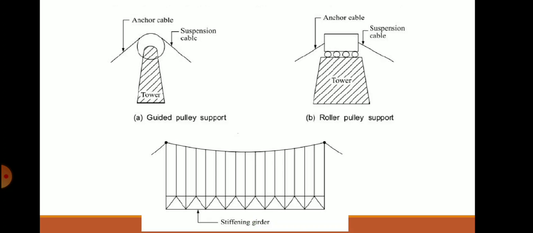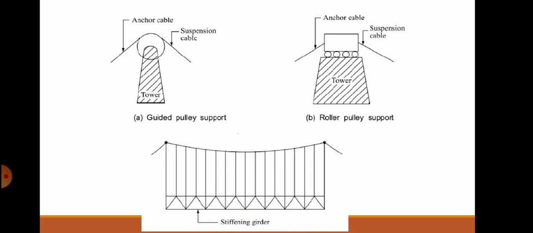In cables we have different types. One is guided pulley support and the other is roller pulley support. Guided pulley support is a suspended cable. The cable tower is there and the cable is suspended through a guided pulley. It is a frictionless or frictional pulley. A pulley will be there, and in that pulley the cable is connected to the anchor cable. So that is guided pulley support.